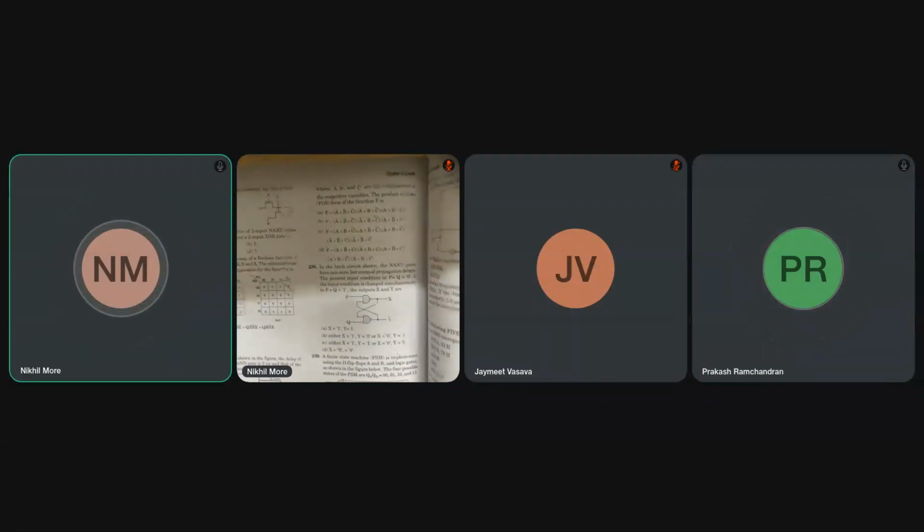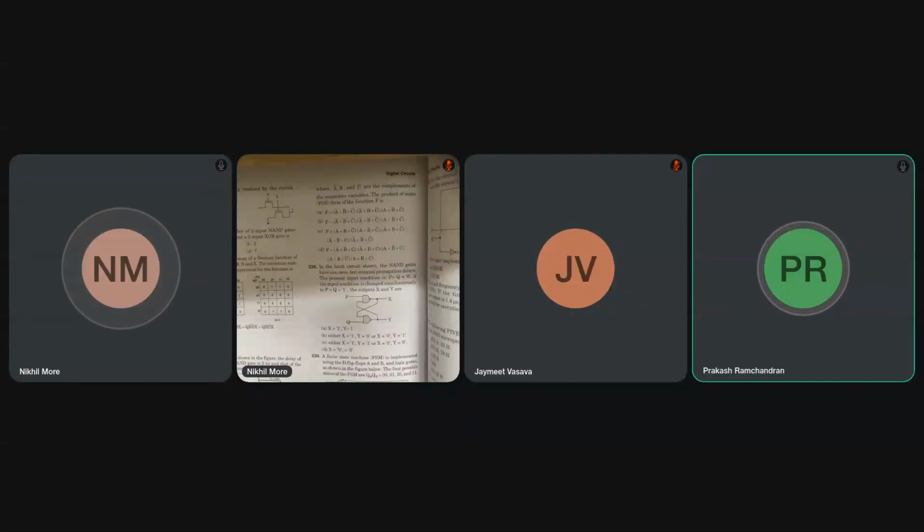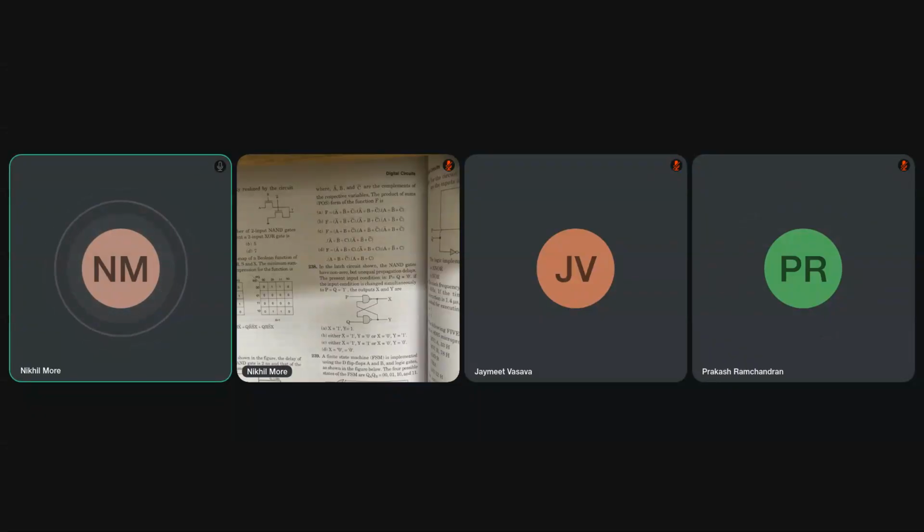In the session that we had two weeks ago, I had explained the theory of how to proceed with the numericals in digital electronics or digital logic and circuits. Mostly, this technique is useful in combinatorial circuits in digital electronics.